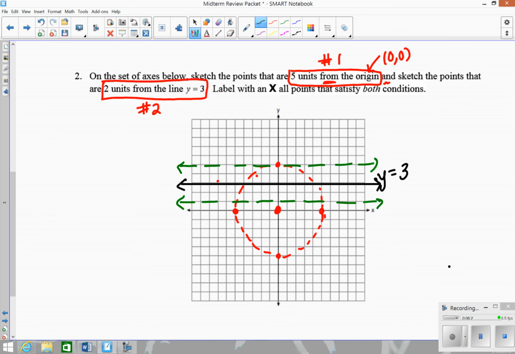So now I just have to figure out where my loci intersect and mark those with an X. So remember, it's only where the dotted lines cross. So there are 3 spots, and I'm marking them with an X. So in each of these 3 spots, I'm 2 units from the line y equals 3 and 5 units from the origin. So then that's it.